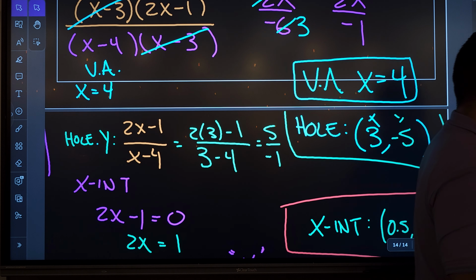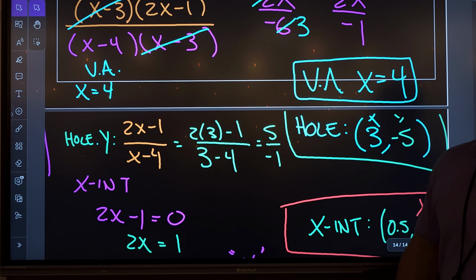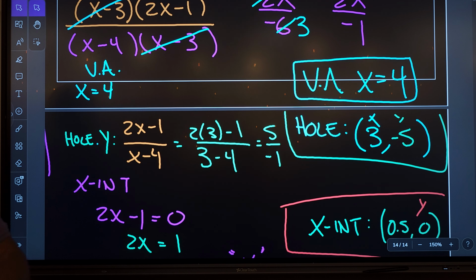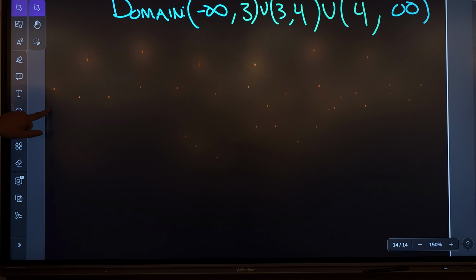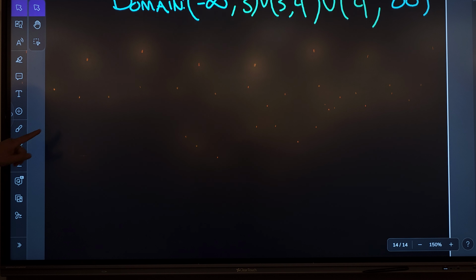And your domain, and this is a very important question, yes. The domain's always going to jump over those. Always. And they don't have to be in that order. It doesn't have to be VA and then hole. It could be hole and then VA. Or it could be 2 VAs. Okay, 2 vertical asymptotes. Anybody else have a question? Okay, beefy problem, beefy problem.